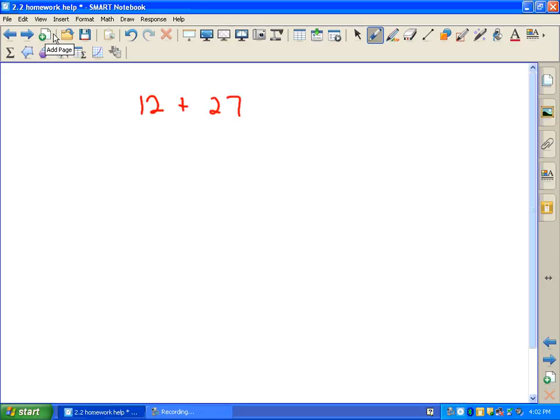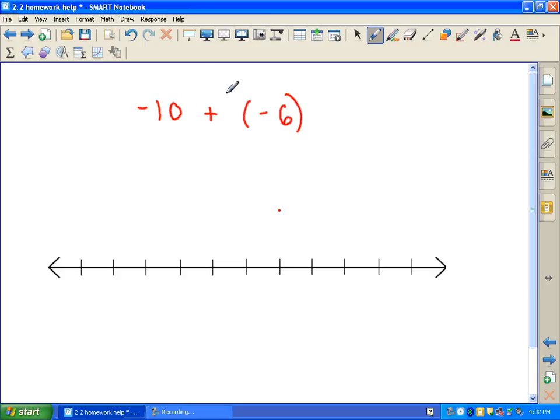So this one, they're both positives. We just used our first rule. We just add like we always have. 12 plus 27 is 39, and it's positive. And that's one that we've always known. Now, when we add two negatives, the rule was the answer will be negative, and to get the answer, you're just going to add these together. 10 and 6 is 16.